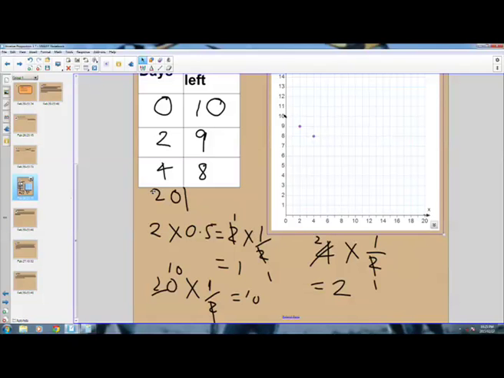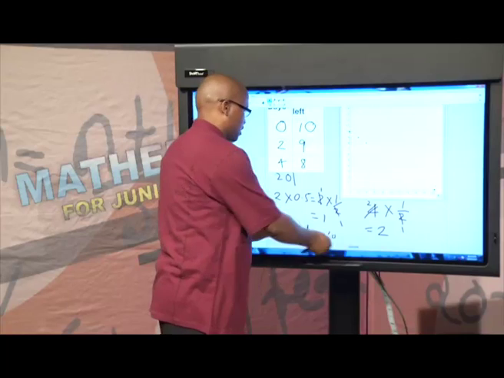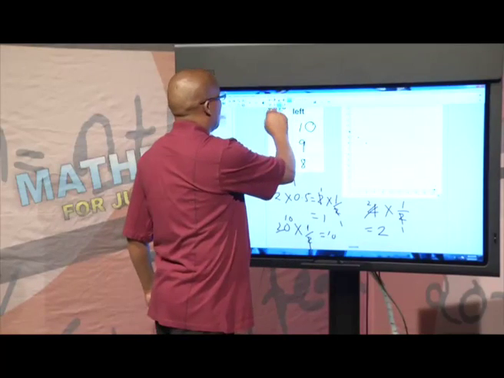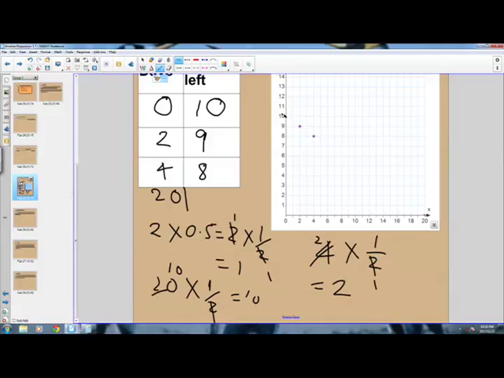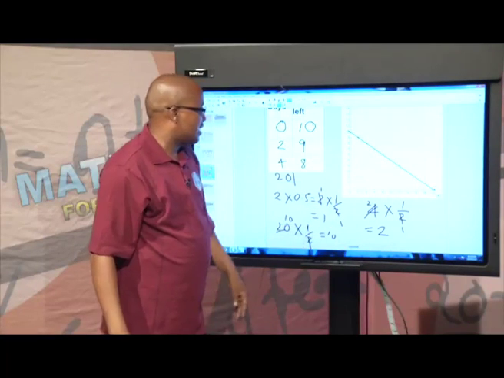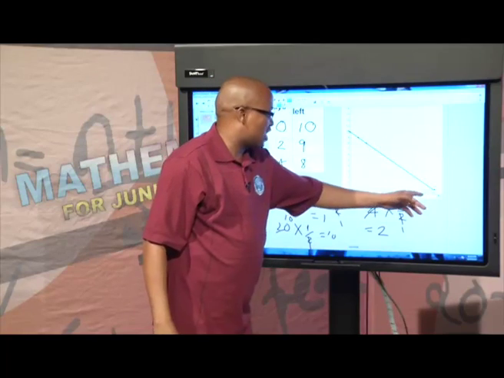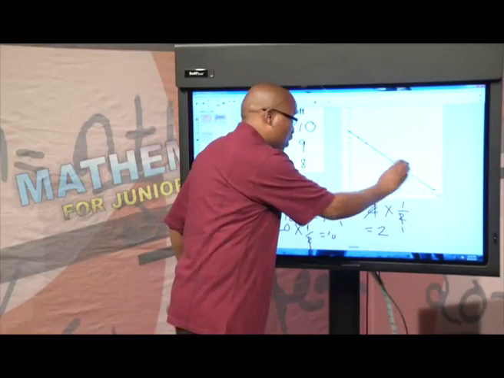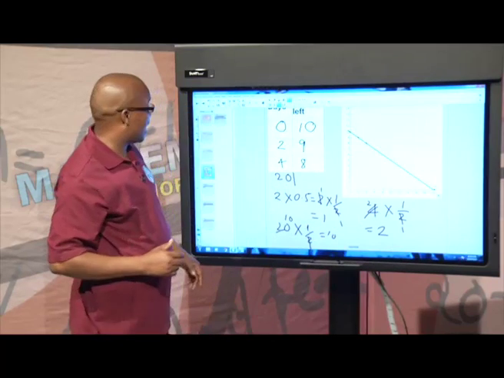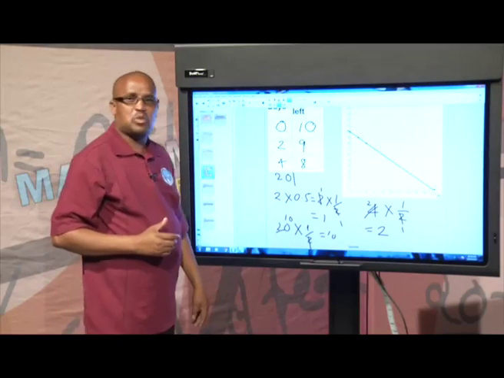Then you take a ruler and draw a straight line passing through the points you have plotted. Right, this is a line passing through all the plotted points. The first point 0, 10, second point 2, 9, then we've got 4, 8, then the last one being 20, 0. That is when the number of days is 20, there will be nothing. There will be no rice to cook there. So this is the graph that we are having.